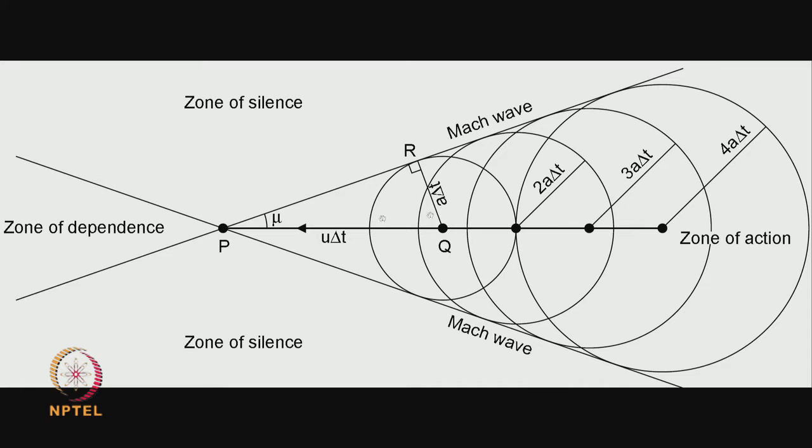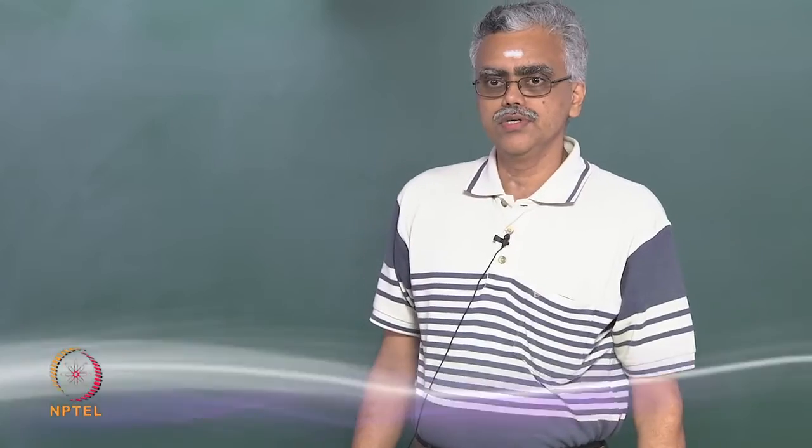Okay. And as you can see from this triangle PQR, this is drawn after a time interval of delta t. In a time interval of delta t, this disturbance propagates a distance a times delta t, as you can see from here, and in that same interval of time the object would have travelled a distance equal to u times delta t. So the semi-vertex angle of the cone, mu, is going to be sine inverse of a over u, which is then equal to sine inverse of 1 over M.